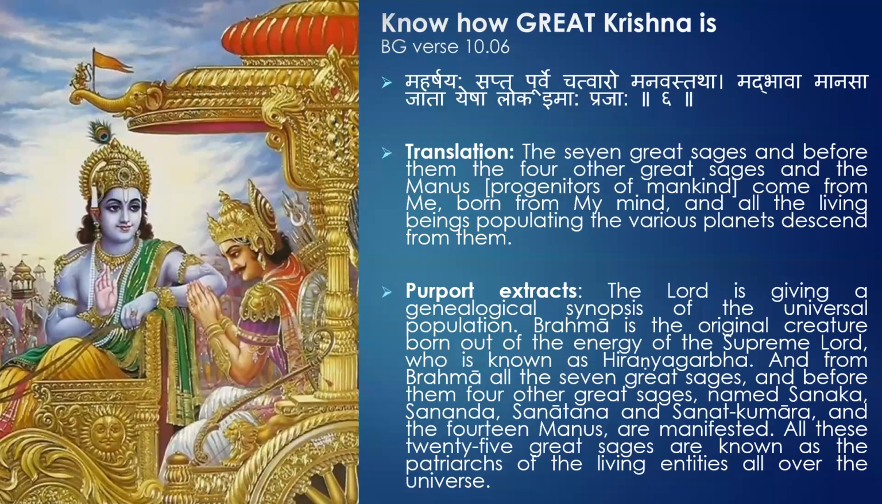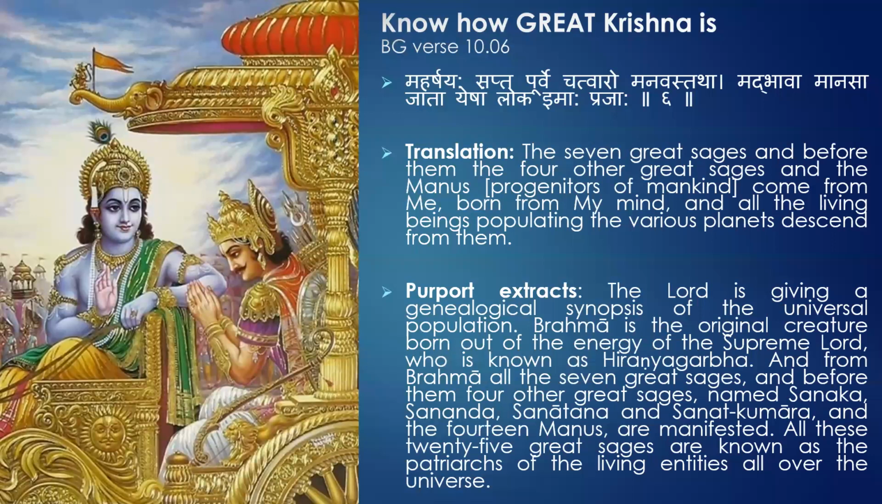So here the same discussion has been taken forward. Krishna says that even the seven great sages, before them the four great Kumaras, and the Manus, the progenitors of mankind, come from me, born from my mind, and all the living beings populating the various planets descend from them. So Krishna is giving a clear concept that he is the original Purush. In the previous verse Krishna had already clarified that even the devatas come from him. Now he is talking about the Saptarshis and the four Kumaras.